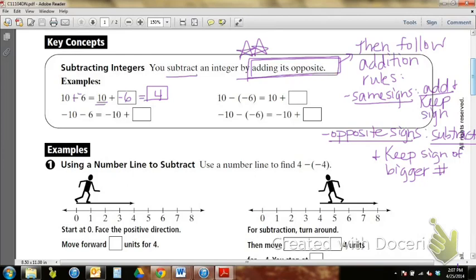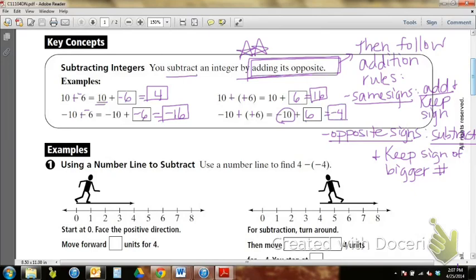Negative 10 minus 6 becomes add the opposite. Now, they're both negative numbers, so I add them. 10 plus 6 is 16. Since they're both negative, my answer is negative. 10 minus negative 6, I add the opposite, and now it's just 10 plus positive 6, which is a positive 16. And negative 10 minus negative 6 becomes plus a positive 6. Opposite signs, so I subtract.